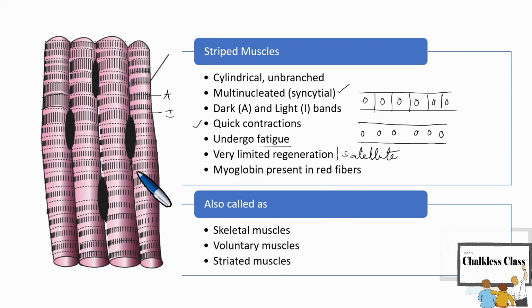In these muscles, myoglobin is present in red fibers, and in the white fibers also myoglobin is present, but very little, and the red fibers have more myoglobin. And these striped muscles are also called skeletal muscles, voluntary muscles, or striated muscles. So all striped muscles are voluntary muscles.